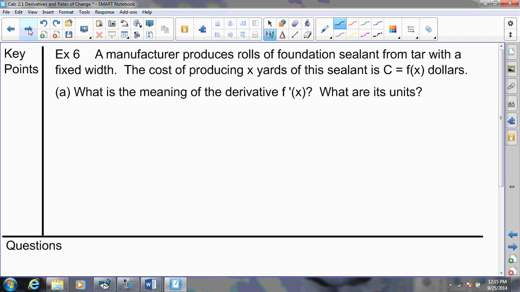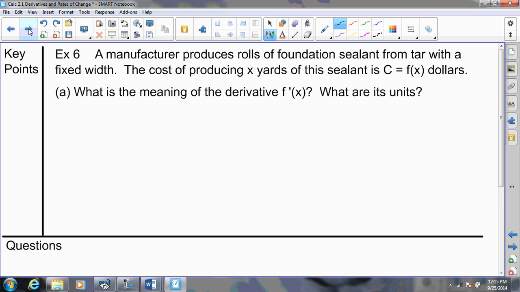So a manufacturer produces rolls of foundation sealant that always have a fixed width. Typically, they go 4 feet wide in the US. The cost of producing x yards of the sealant is C equals f of x. What is the meaning of the derivative?